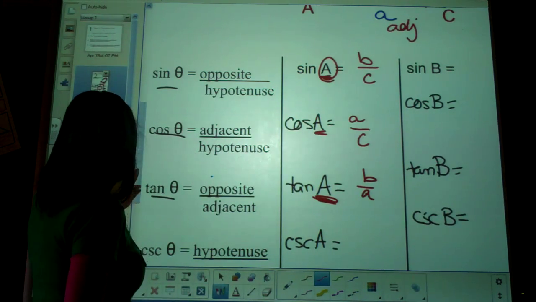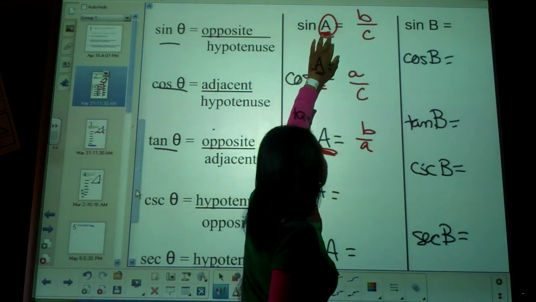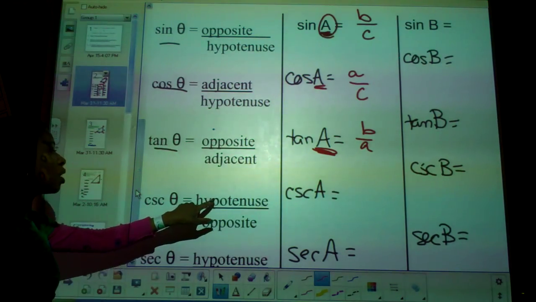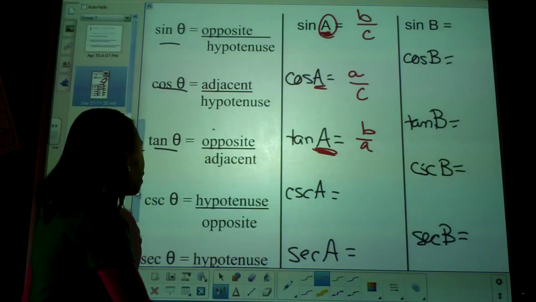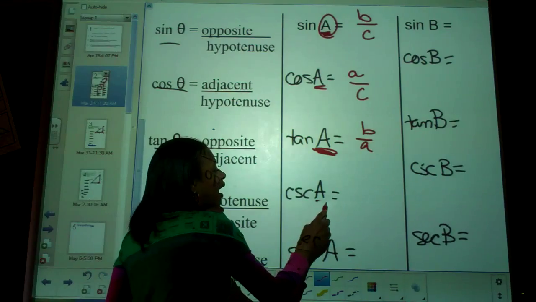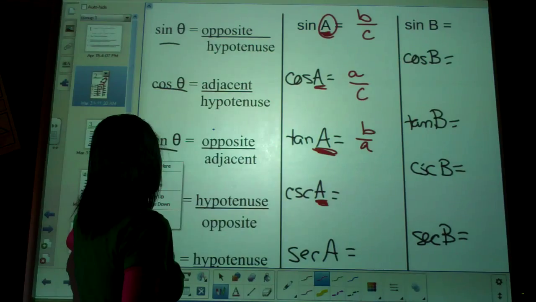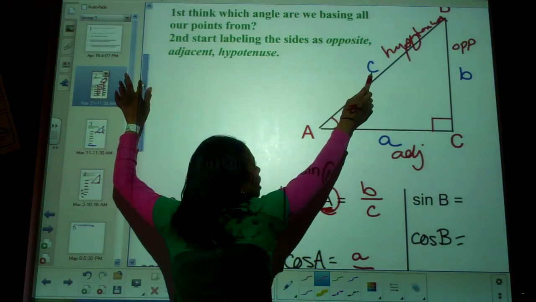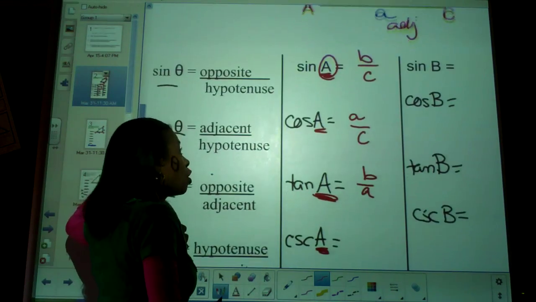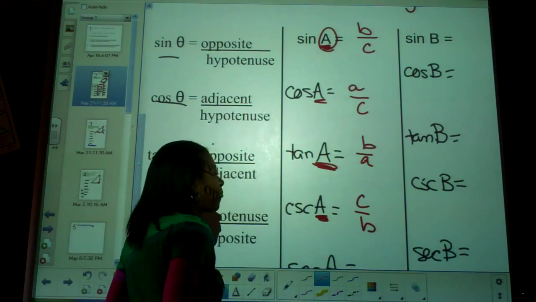Okay? Cosecant. Again, it's just the reciprocal of sine. So you could just basically flip sine and be C over B. But if we look at it here, cosecant says compare which two legs? The hypotenuse and the opposite. It says cosecant of A. That means I have to look at angle A. And we want the hypotenuse over the opposite leg. So here the hypotenuse is C over the opposite leg, which is B. So it'd be C over B, which again is just the reciprocal of sine. So C over B.